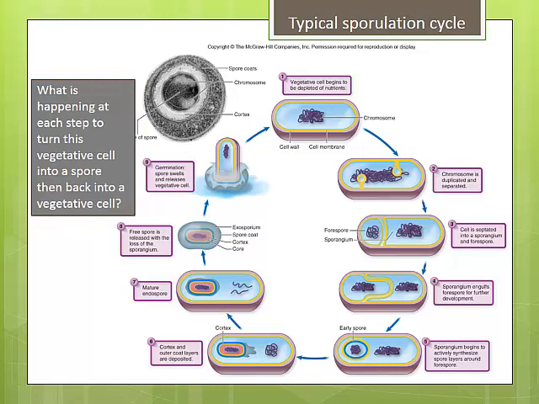Now, when it's time for favorable conditions coming around again, then we have germination. And so the spore swells and it releases the vegetative cell, so it goes back to being a normal cell. So that's basically the cycle of turning into a spore and turning back into a vegetative cell.